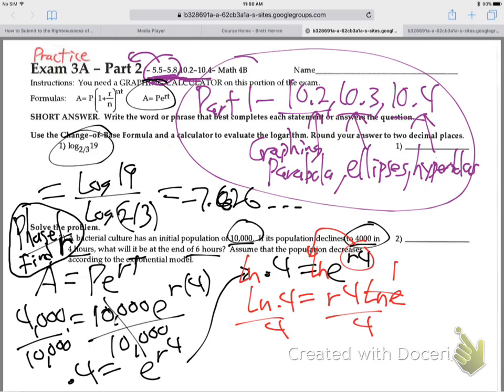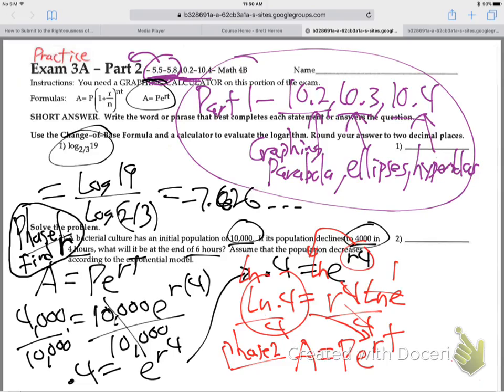How do we solve for R? Divide by 4. Whoops, I crossed out the R. That's not right. There we go. So R is ln of 0.4 over 4. That's phase 1. I'm done with phase 1. Now comes phase 2. What's phase 2? You start again with the PERT. But now you're going to grab all of this and put it in for R, because that's what R is, and then you'll finish the problem.